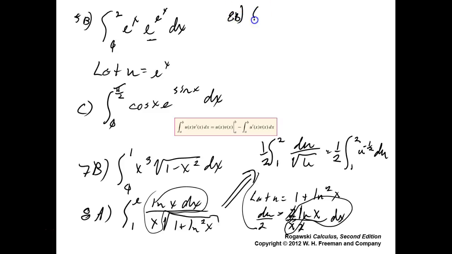The integral, I can read that, from 1 to e of the cube root of log x over x dx.